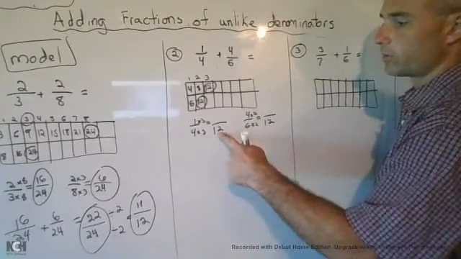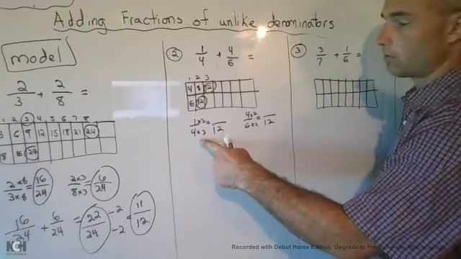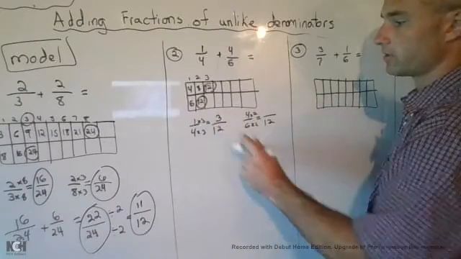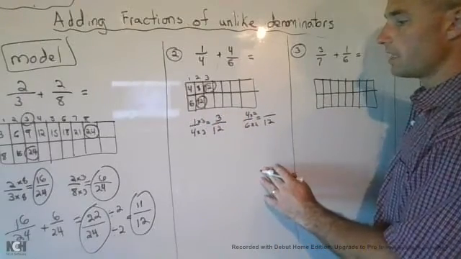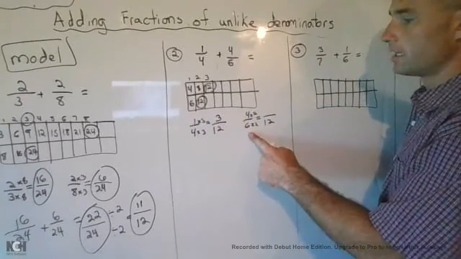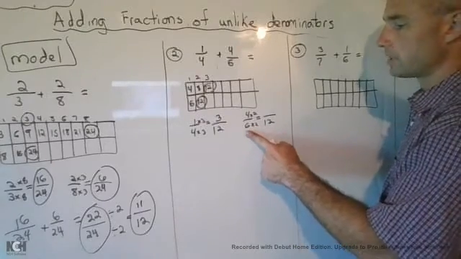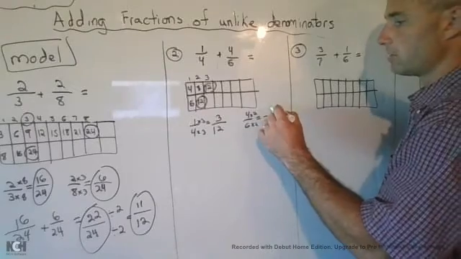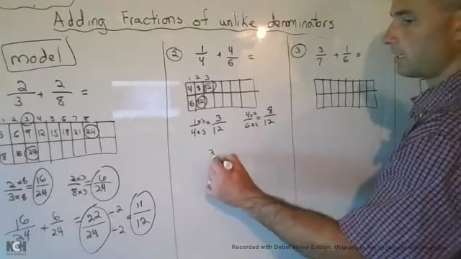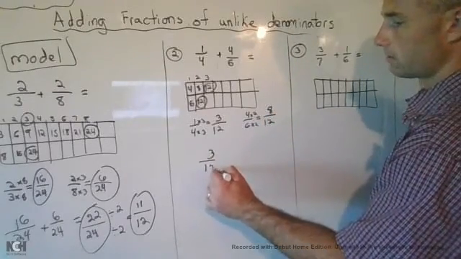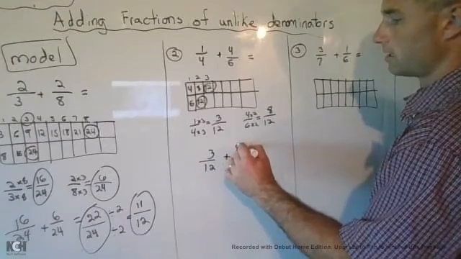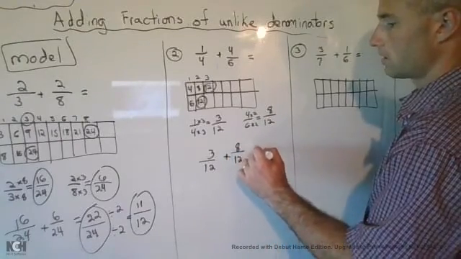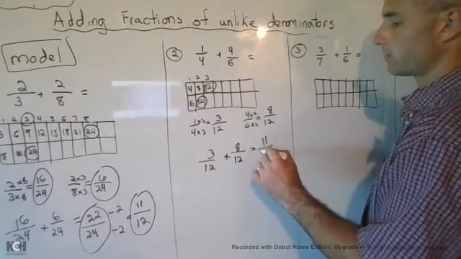How did I get from 4 to 12? I multiplied by 3. So I multiply that 1 by 3 to get 3/12. Then I get, how did I get from 6 to 12? It took me 2 times to get there. So I do 4 times 2 to give me 8. I take 3/12 plus 8/12, and I get 11/12.